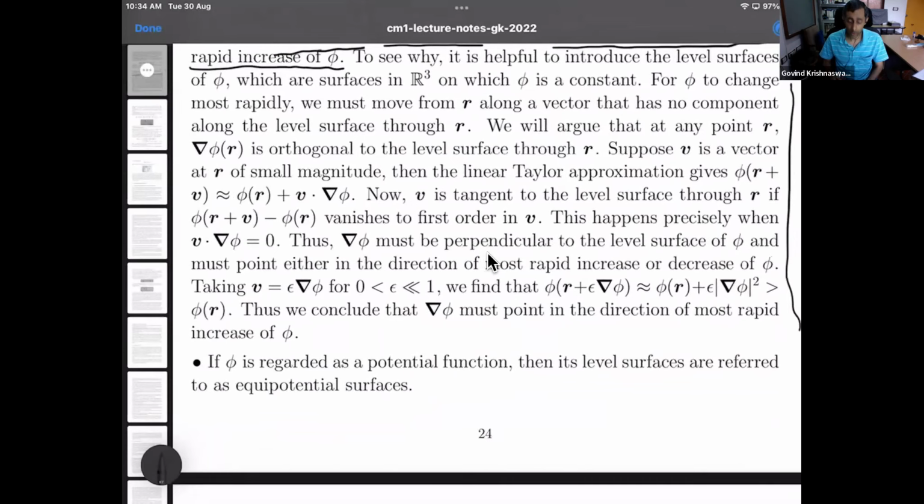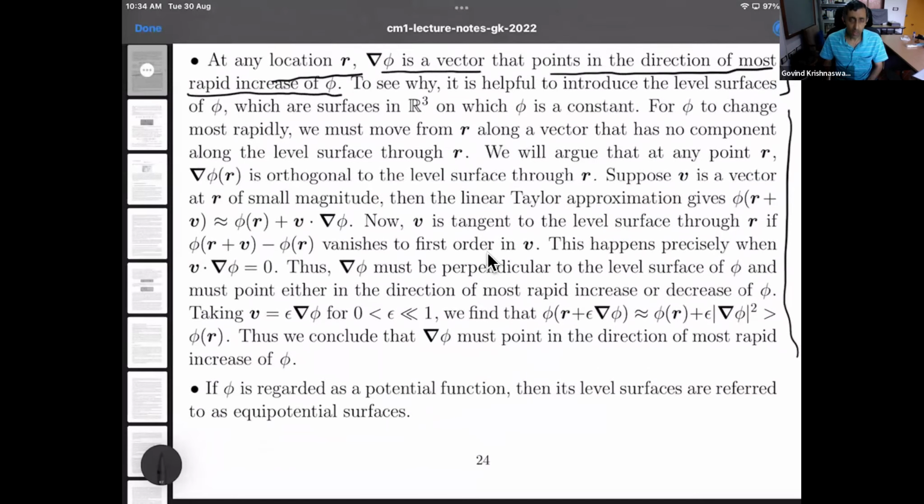And as somebody pointed out, the function phi is sometimes called a potential function. We will explain why that is the case. In that case, the surfaces on which phi is constant are called equipotential surfaces. So if phi is a function of 3 variables and you impose the condition phi equal to 2 or phi equal to 7.5, that will select out a surface, a 2-dimensional surface in 3-dimensional space, and that surface is called an equipotential surface on which the potential takes equal values.